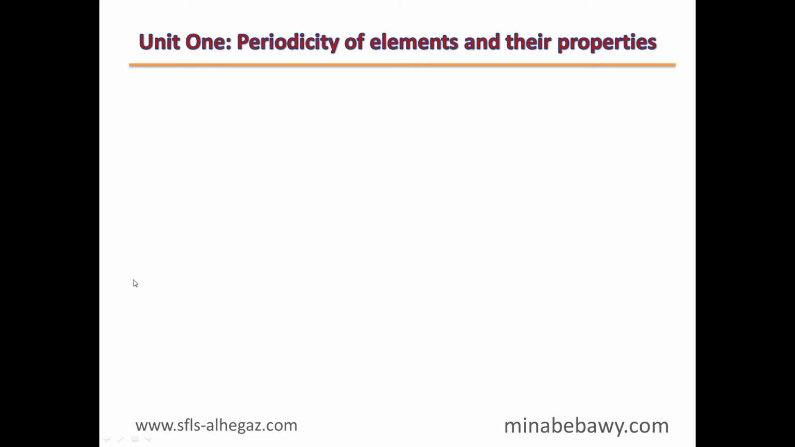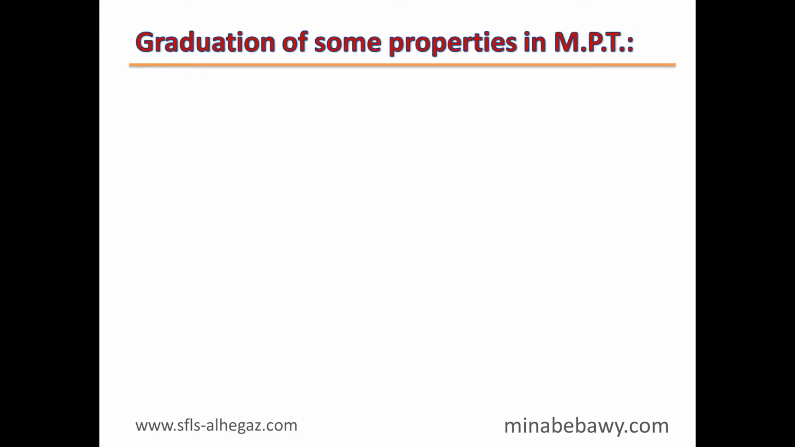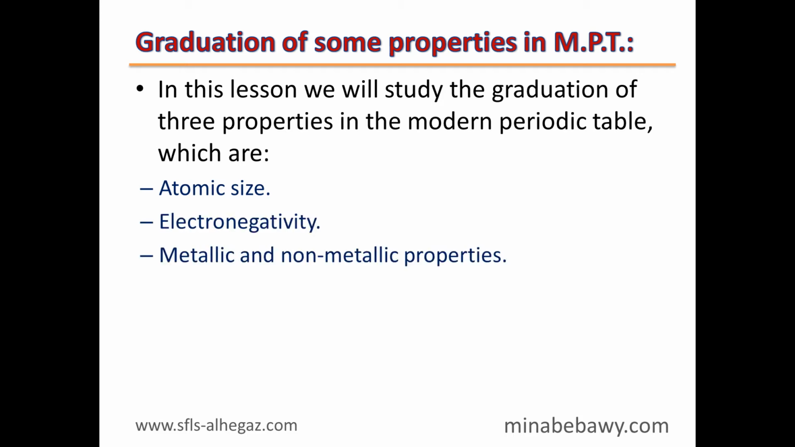Unit 1. Periodicity of elements and their properties. Lesson 2. Graduation of the properties of elements in the modern periodic table. In this lesson, we will study the graduation of three properties in the modern periodic table, which are atomic size, electronegativity, and finally, metallic and non-metallic properties.